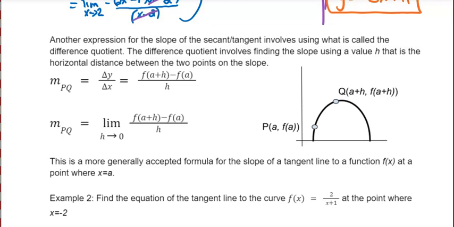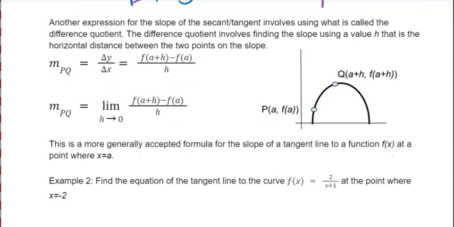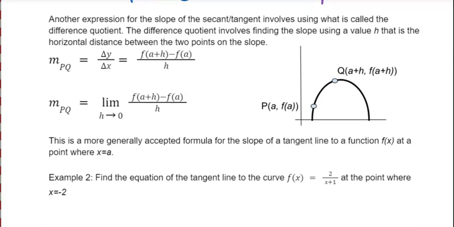Okay. So another way to look at this is to look at the slope of the secant or the tangent when we're looking at the difference quotient. So the difference quotient involves finding the slope using a value h that is the horizontal distance between those 2 points on the slope. So this is really similar to what we were just doing, except we're looking at the point f of a, and then some small distance away from a, which we're going to call h.